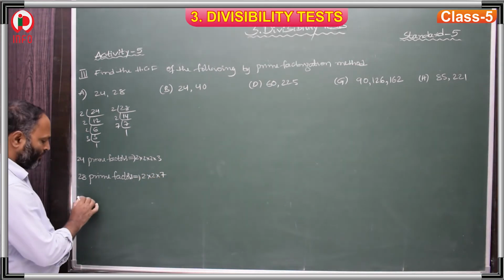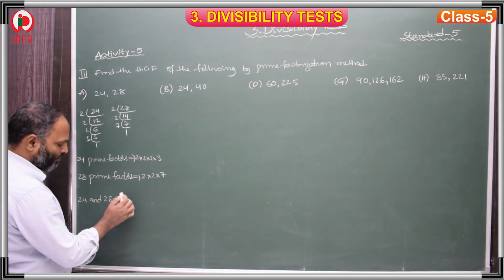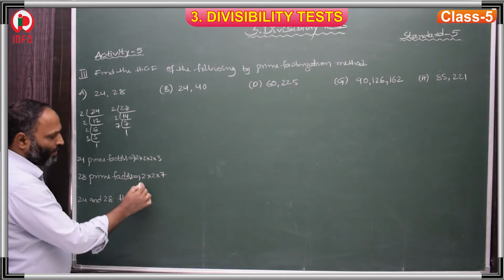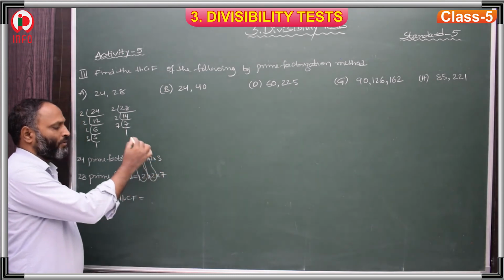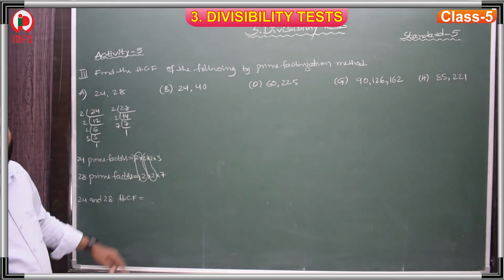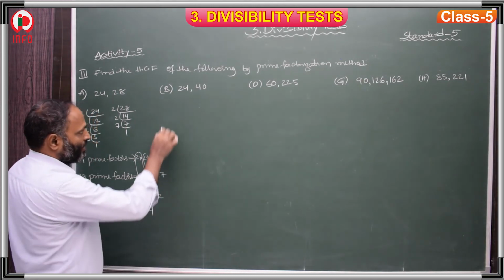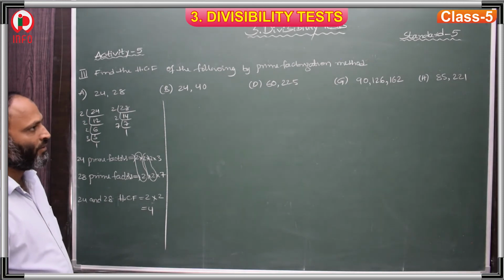Then 24 and 28 HCF. We have to take common factors. Only 2 2s were common, so we have to take 2 2s. 2 into 2, 2 2s are 4. This is our HCF.